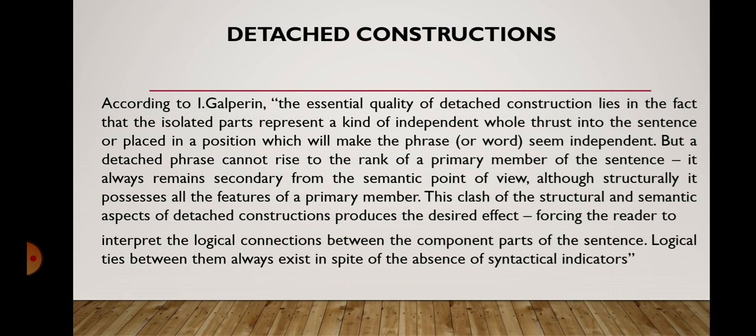It always remains secondary from the semantic point of view, although structurally it possesses all the features of a primary member. This clash of the structural and semantic aspects of detached constructions produces the desired effect, forcing the reader to interpret the logical connections between the component parts of the sentence. Logical ties between them always exist in spite of the absence of syntactical indicators.